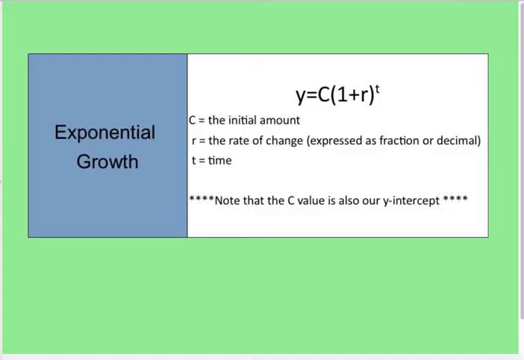So now, let's take a look. Here's what you're going to have. You're going to have a starting amount, C, then you're going to have a rate of change, that's usually going to be a percentage, and then you're going to have that measured over time. But time is going to be your exponent here. C value is also going to be your y-intercept.